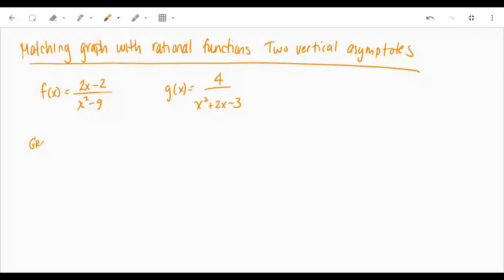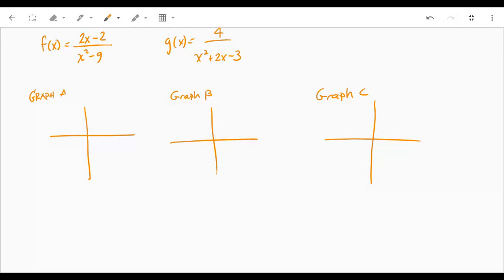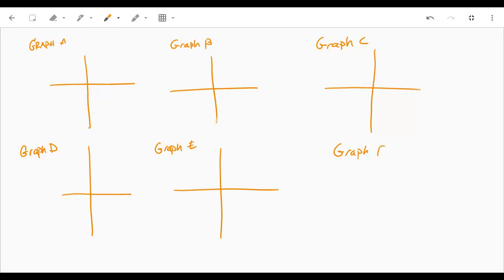So graph A, they have, let me just do graph B, graph C, and they have graph D, graph E, and graph F. Okay, so graph A.